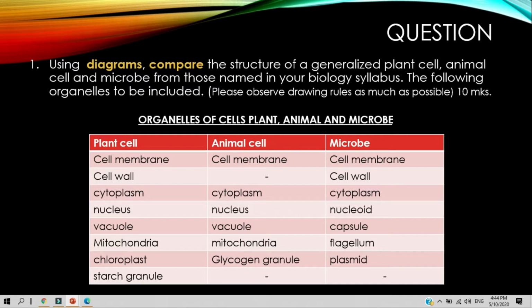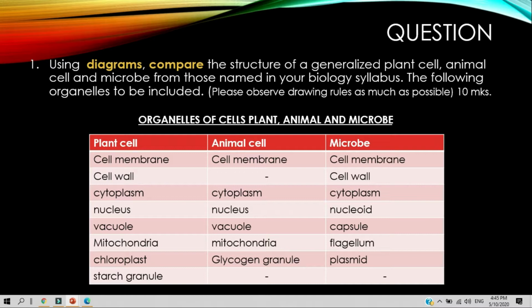Now, this question is particularly important to me as it outlines the use of a table and what is expected when working with a table. The question reads, using diagram, you're supposed to compare the structure of a generalized plant cell, animal cell, and microbe from those named in your biology syllabus. The following organelles are to be included. Now, please observe drawing rules as much as possible when you are going to be drawing.